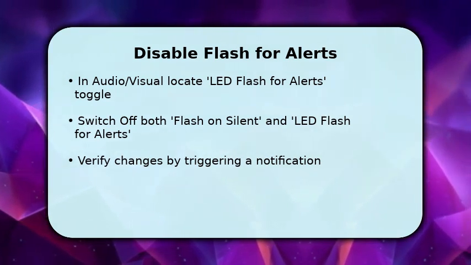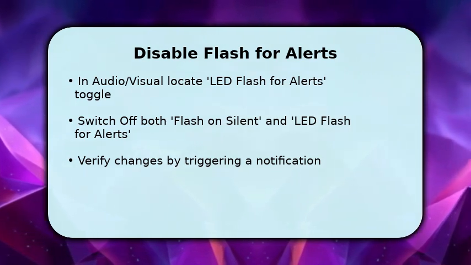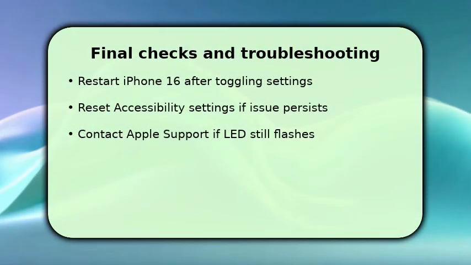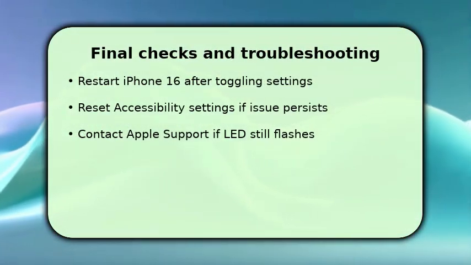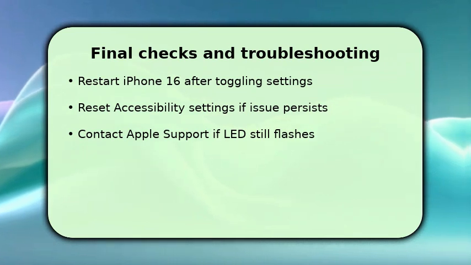If you still see light, check Focus/Do Not Disturb and the camera flash. Once you've turned off the LED toggle and tested, restart the iPhone to ensure the setting persists. If the light still activates, go back and reset accessibility settings to defaults.